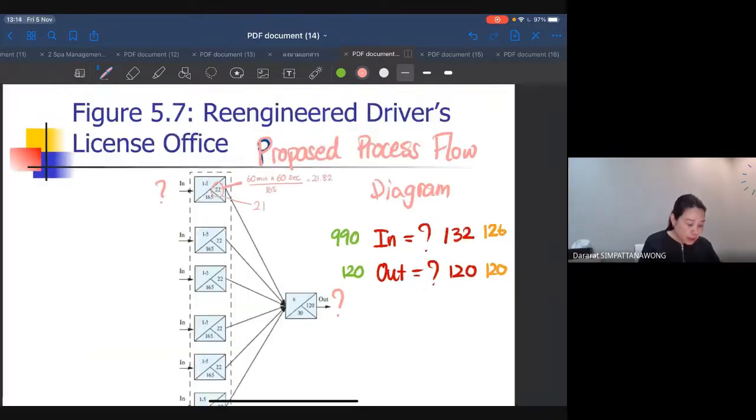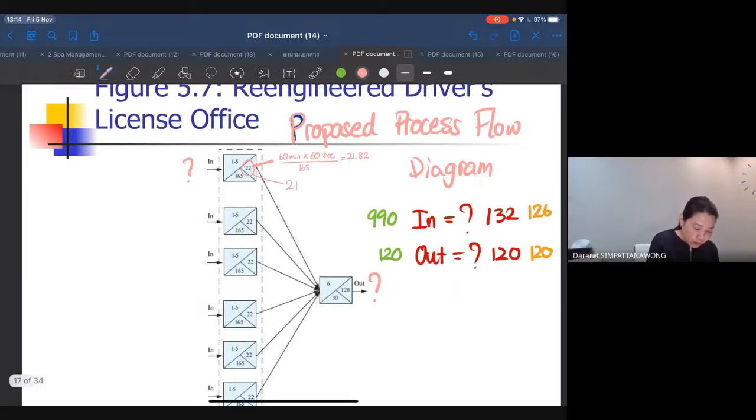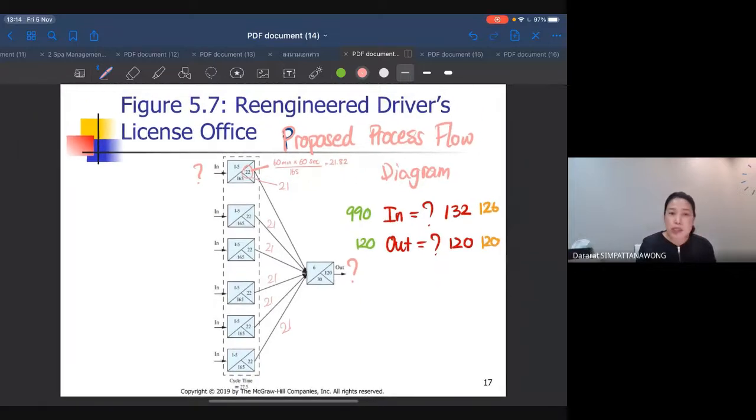So that comes to 21 for each staff to be finished: 21 of this, 21 of this, 21, and 21. In this case, 6 staff work at the same time, 6 persons working at the same time. So 21 times 6 equals 126, which in other words, I can write down here, 126 will be input for this staff, for this position.